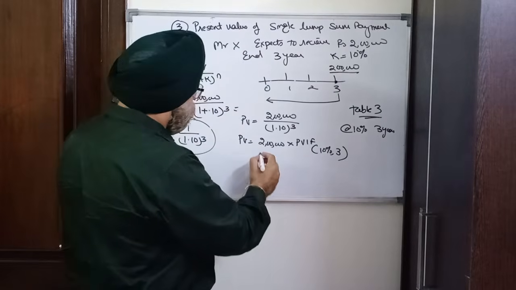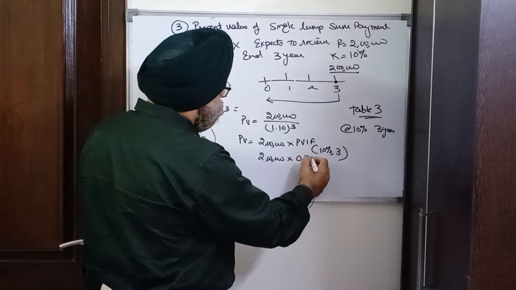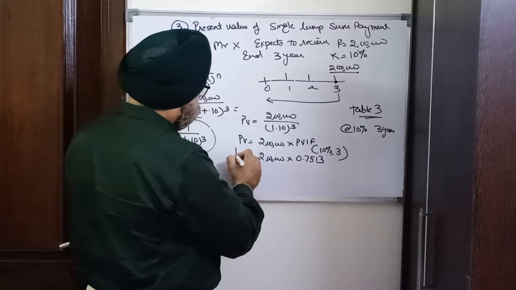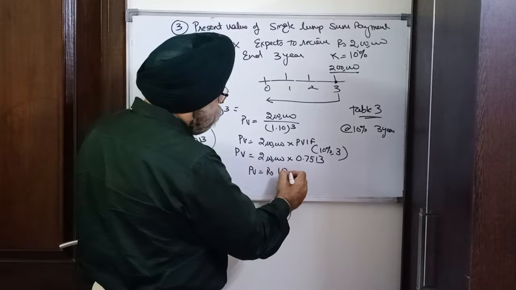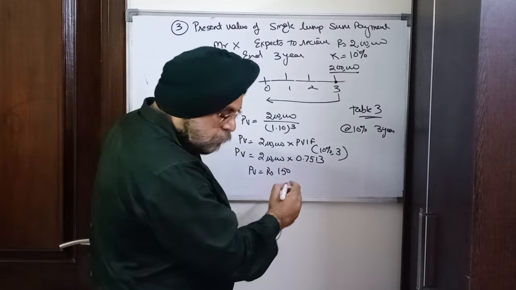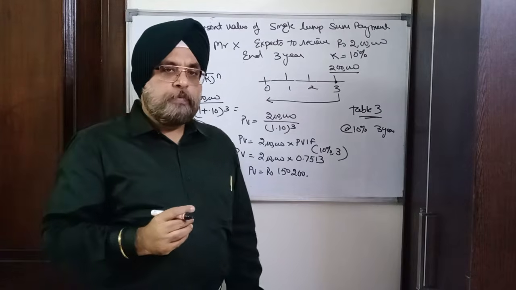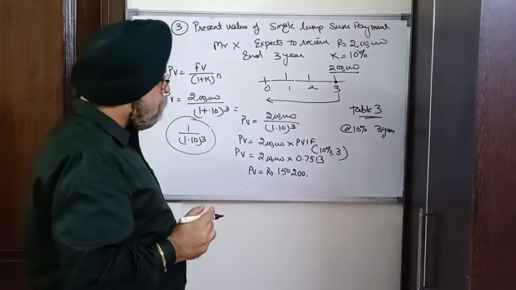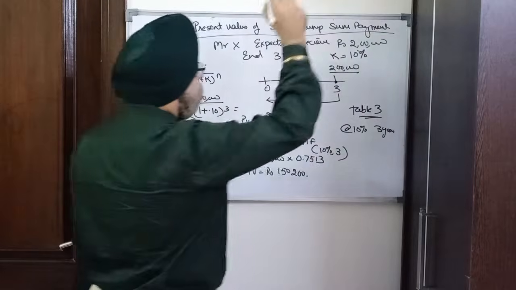The value in the table at 10% comma 3 is 0.751. This amounts to rupees 1,50,260. 1,50,260 is the answer. So this is the present value of single lump sum payment.